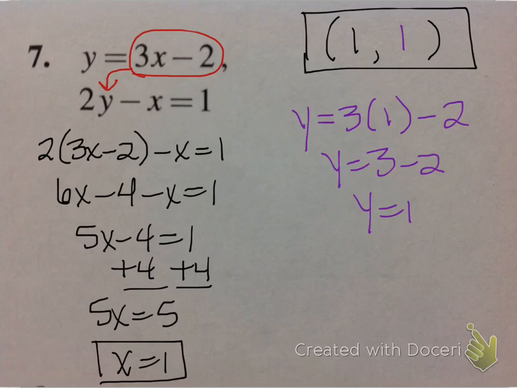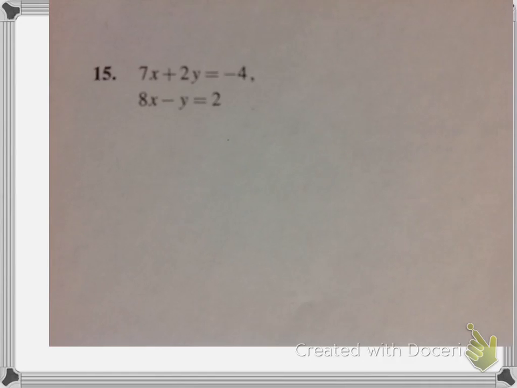If it's not isolated, then you're going to have to manipulate one of the equations, which is what we're going to have to do in this system: 7x plus 2y equals negative 4, and 8x minus y equals 2. I don't have a variable that is isolated, so we need to pick one of our variables to isolate. I think the easiest one to isolate is going to be the y in the second equation.